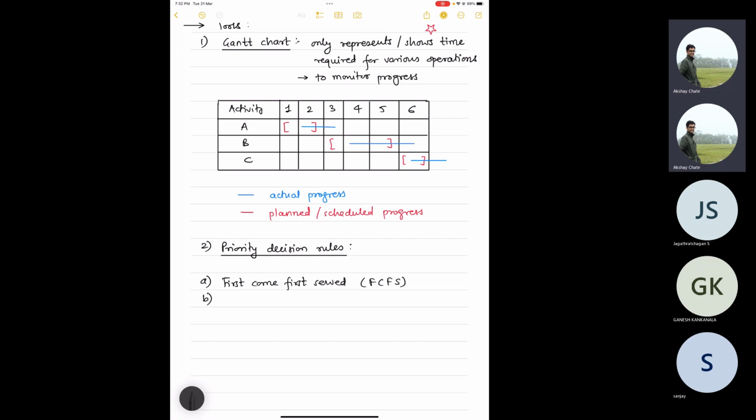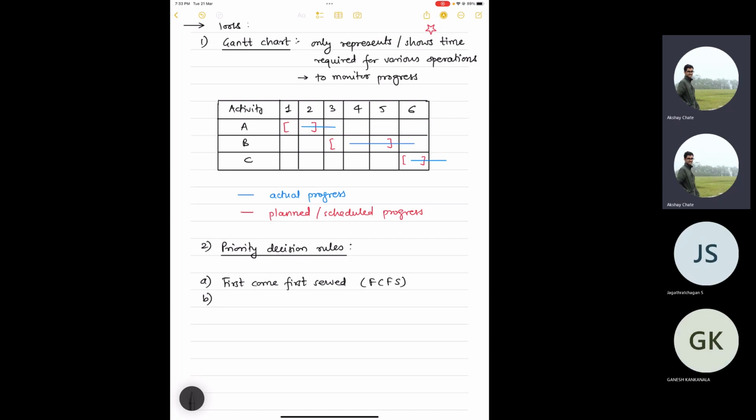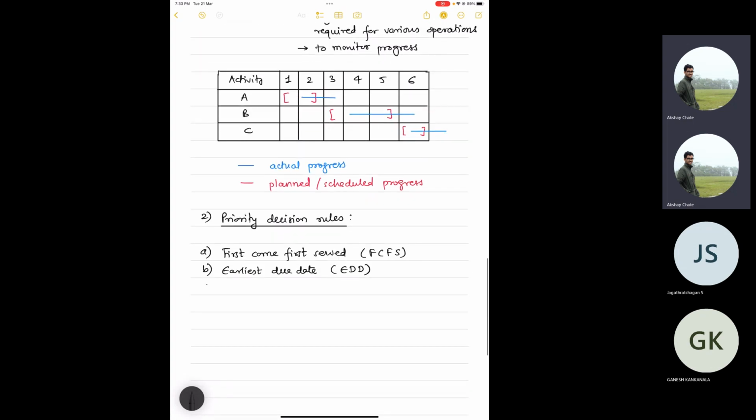There is something called last come first served, but it's typically not used, so we'll skip that one. It was just a concept. Practically, I don't think it is used anywhere. Then there is earliest due date. We'll take examples of this, but I'll cover the theory first because then we can finish with the example. Important ones only we will study.